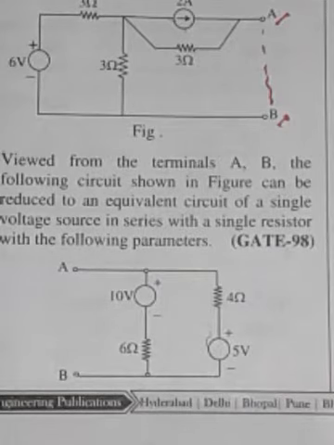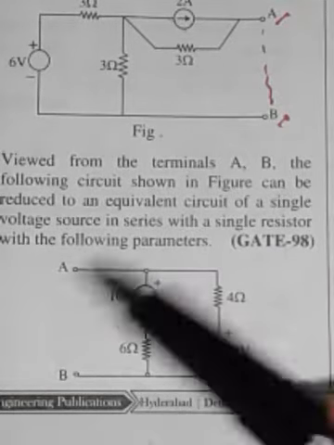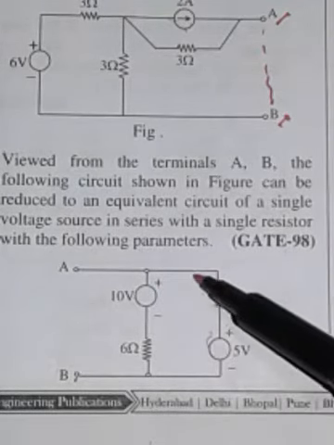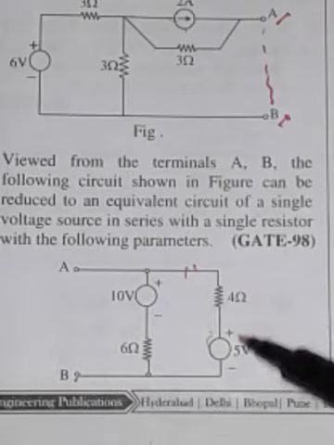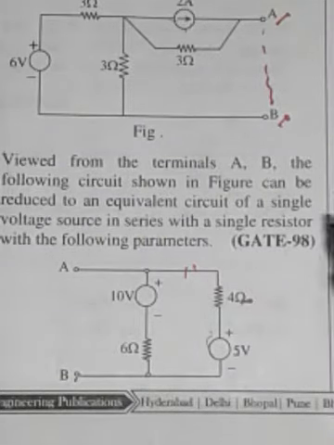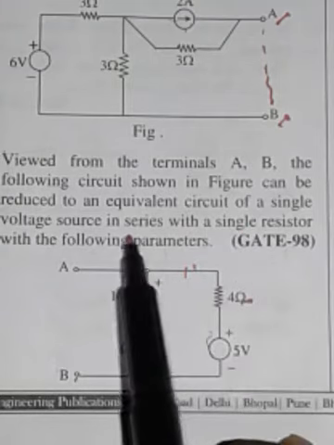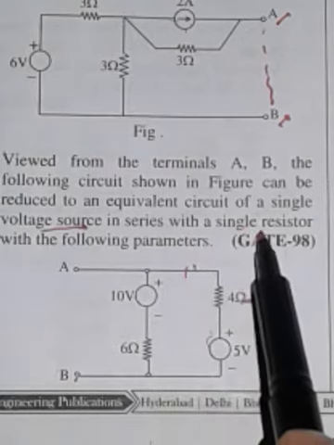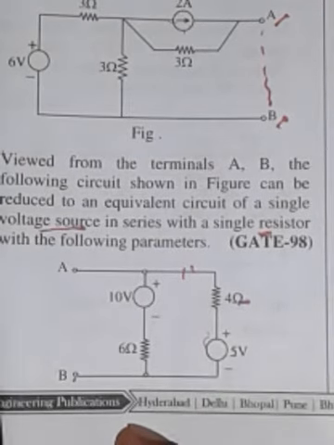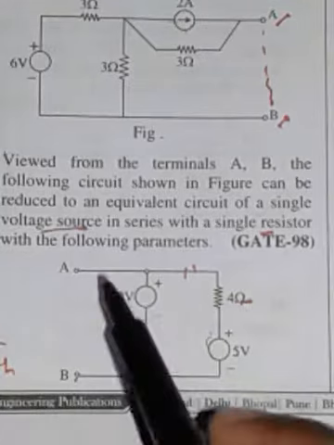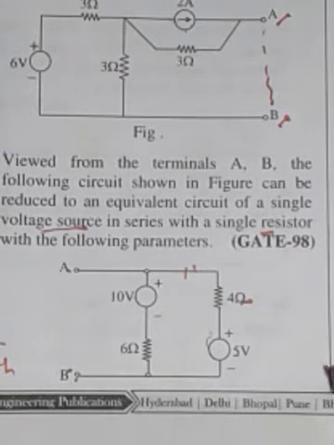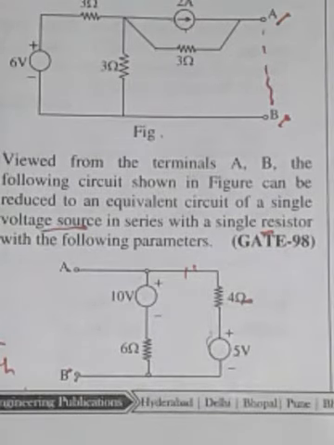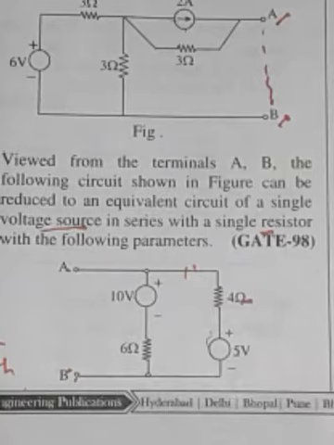Come to question number 2. In this figure they have given terminals A and B, with voltage sources and resistances connected in parallel. They are asking to find the equivalent voltage source in series with a resistance, that is VTH and RTH, across terminals A and B. So indirectly they are telling us to find the Thevenin's voltage and Thevenin's resistance. This is the figure they have given in question number 2.